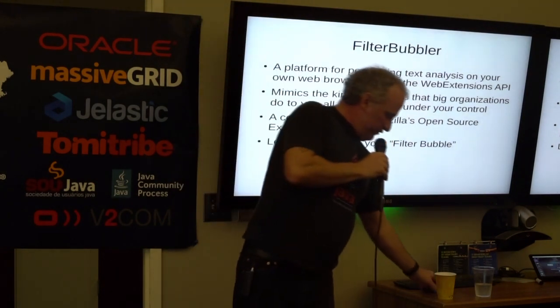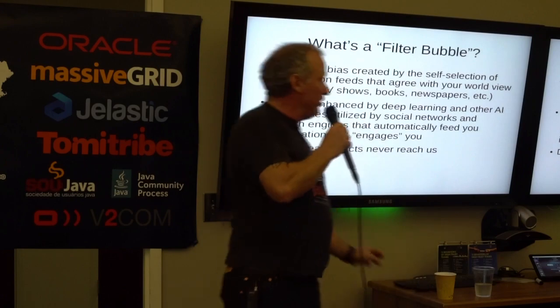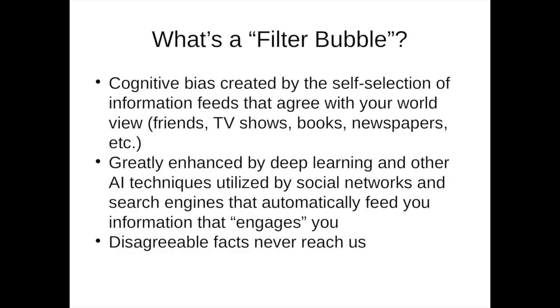So what's a filter bubble? A filter bubble is really another word for cognitive bias, right? How many people have heard this term, cognitive bias? An example would be, I'm a Java guy. I'm supposed to not like JavaScript or view it as this other thing, right? It's a cognitive bias. It's a set of assumptions that we see the world through.